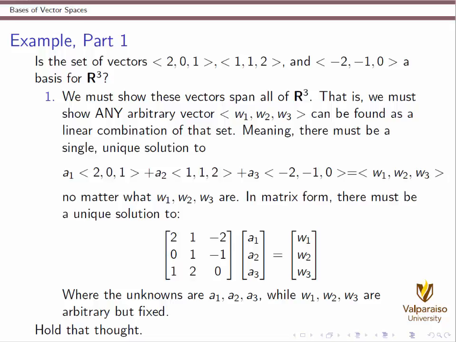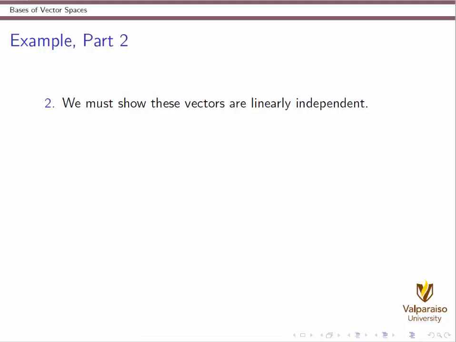So here is the system of equations that comes out of it in matrix form. The unknowns are the A's, and the W's are playing the role of whatever vector we happen to have selected that we want to see is a linear combination of the other 3. So keep that matrix structure in mind. And we're going to go to the other question here, which is the linear independence question.